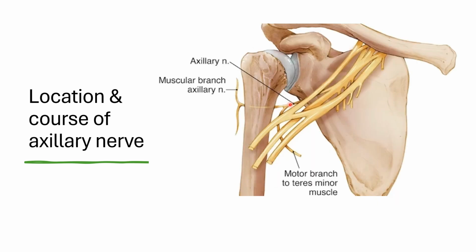Here it is intimately related to the medial aspect of the surgical neck of the humerus, just inferior to the capsule of the shoulder joint. And here the nerve will give a branch to the shoulder joint and then it will pass laterally, deep to the deltoid where it divides into an anterior and posterior divisions.